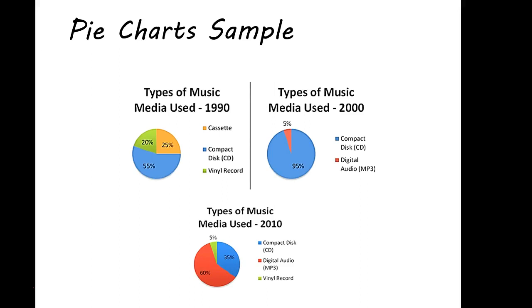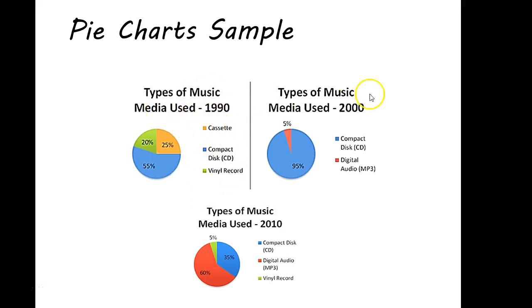So today I'm going to present to you a sample answer, and we're going to go over some of the important things to remember, and some of the transitional words that you can use in other questions as well. In the example that we have today, the pie charts talk about the types of music media used in 3 separate periods. We have 1990, 2000, and 2010. When I say 1990, I'm talking about a decade, 10 years. Same with 2000, 2010.